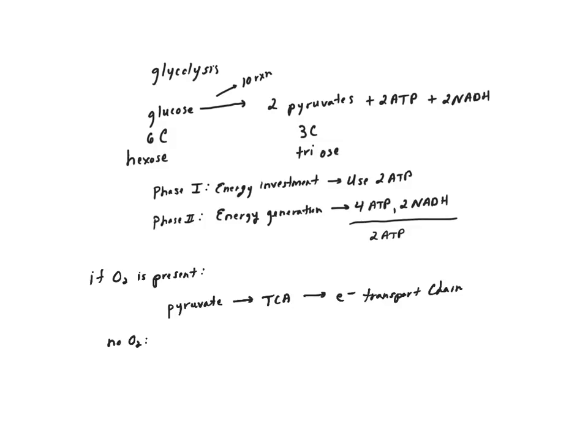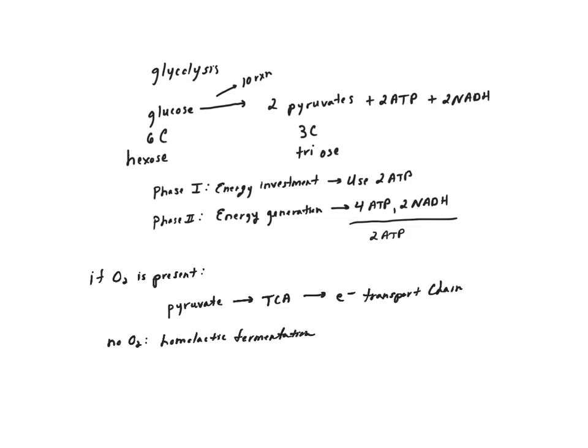There are 2 different processes with respect to fermentation, right? It depends on the organism that we're looking at. What happens in eukaryotes? What type of fermentation process do we undergo? Lactic acid. So homolactic acid fermentation.